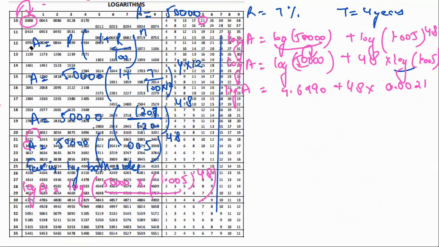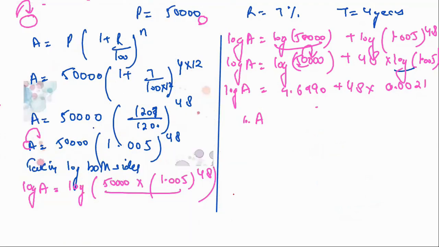Now after this, we have to sort it out. So we'll multiply. So log A equals 4.6990 plus we multiply these values: 48 multiplied by this will give you 0.12. So we add them, and log A equals about 4.82.